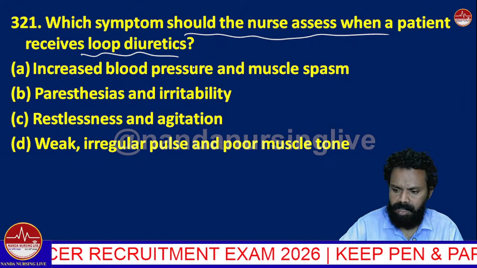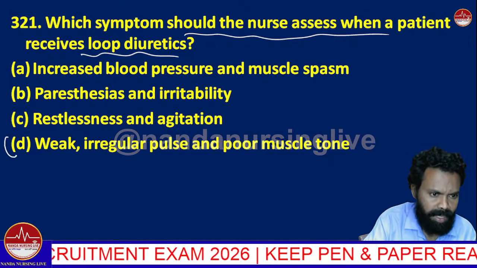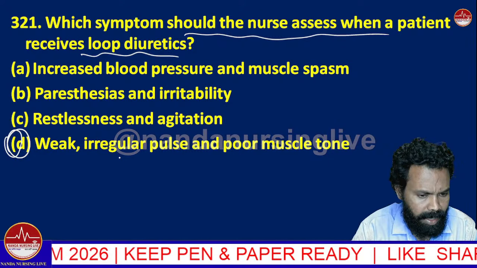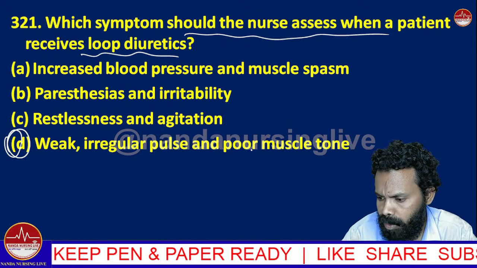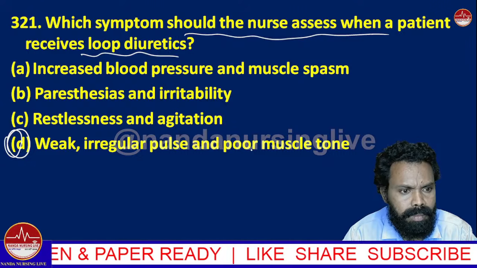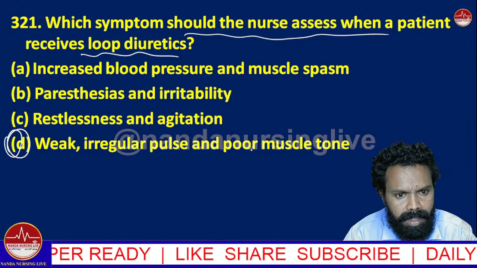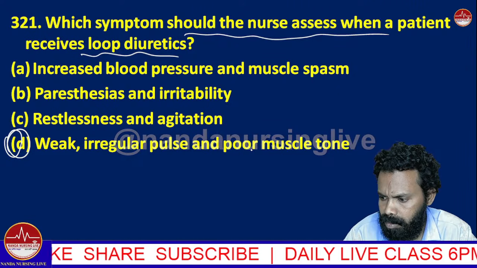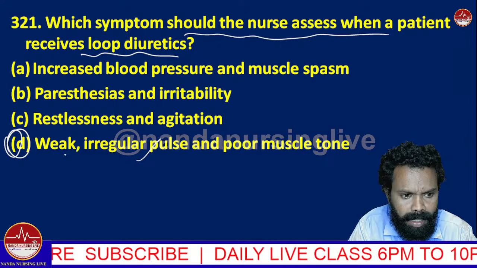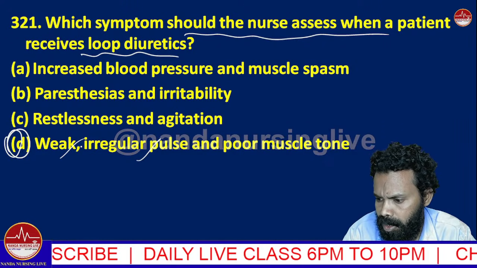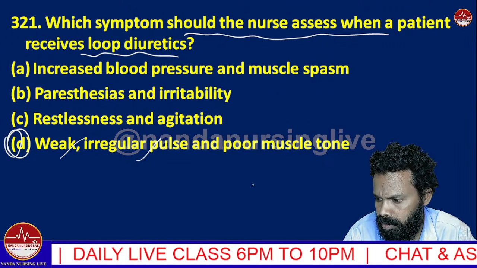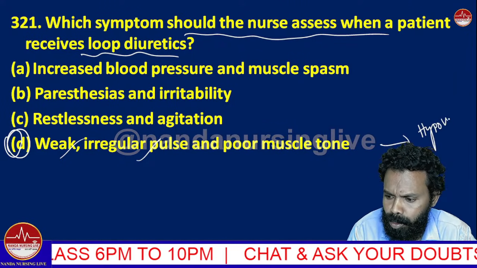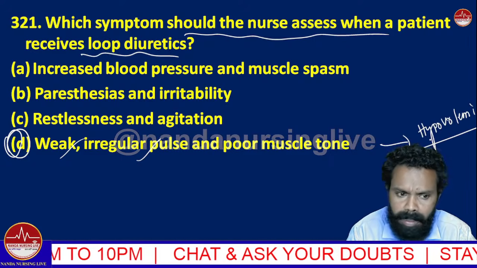So which option is the correct answer? The correct answer is option D, weak irregular pulse and poor muscle tone. When the patient receives loop diuretics, which symptoms should the nurse assess? Weak and irregular pulse and poor muscle tone, because of hypovolemia.